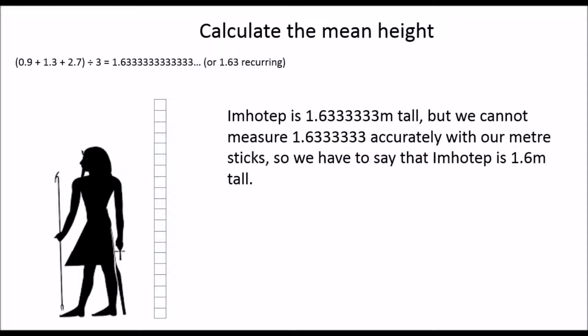So the reason we use the same number of significant figures as we're given is because of the measuring instrument we used. And if we use the same measuring instrument to work out the mean measurement, we can't measure any closer than the same number of significant figures. So that's why we have to give our answer to the same number of significant figures as the number with the least number of significant figures in the question.